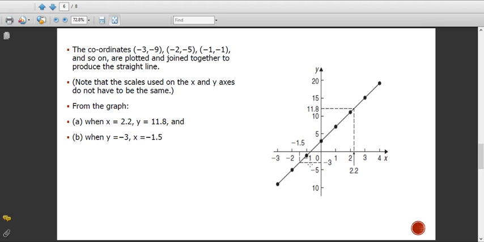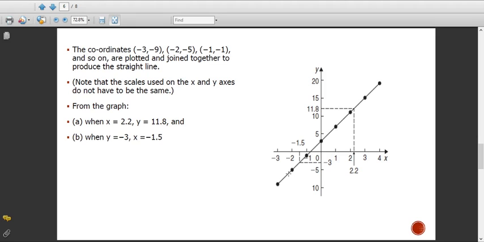Please note that the scales don't have to be the same. The y-axis scale and the horizontal axis scale do not always have to be the same, though they can still be the same if you choose to. That will depend on the nature of the graph. So when our x was -3, our y was -9. This is the point. When x was -2, y was -5. And lastly, when x was 4, the y was 19. So we make the points and then join the points, and this gives us a straight line.